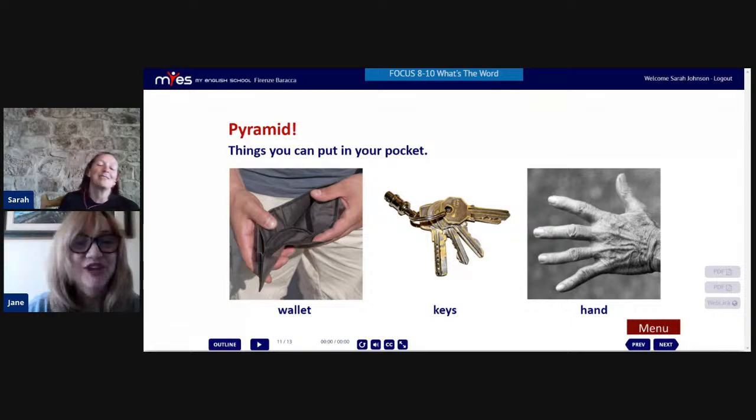Maybe you do it differently in America. I think it's a hand. Anyway, you're describing a hand, definitely.